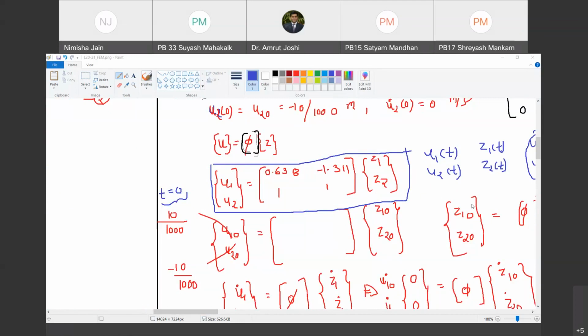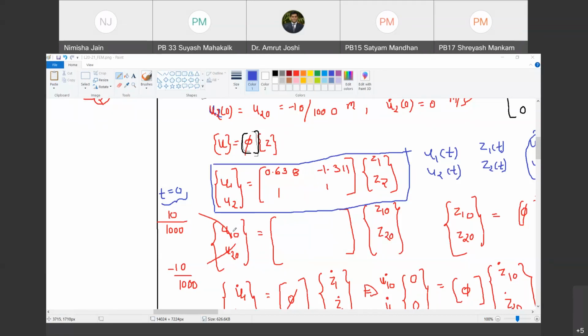Okay, so fortunately internet is not dependent on the electricity. So u10, u20 is equal to phi times z10 and z20. Now when I write this equation, it is written at a given instant of time. So therefore u10, u20, z10 and z20 now are not functions of time. When I write it in this particular form, it is at time t equal to 0.